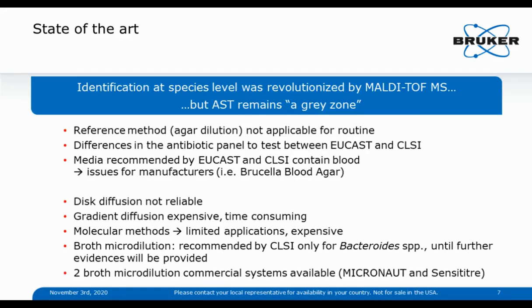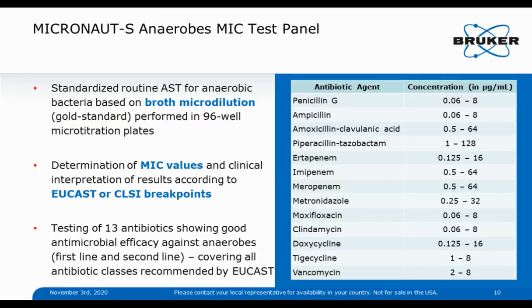Currently, broth microdilution, despite being considered a reference method, is recommended by CLSI only for Bacteroides species, until evidence regarding its reliability with other species will be provided. Nevertheless, 2 commercial systems are available, the MICRONAUT system and the Sensititre system, which differ mainly for the broth used for the inoculum and the panel of antibiotics included.